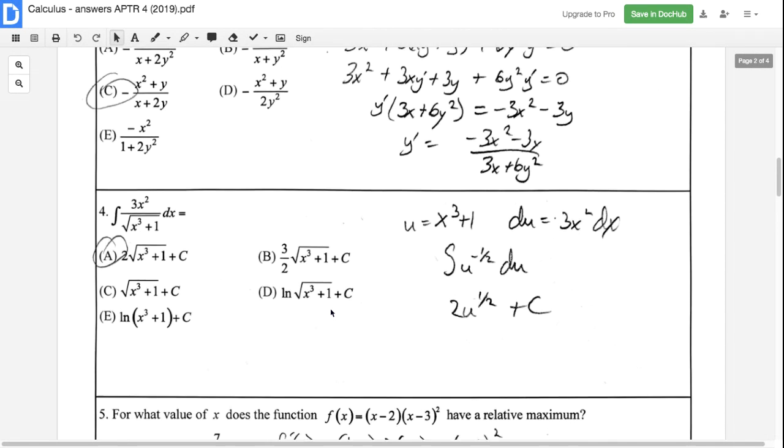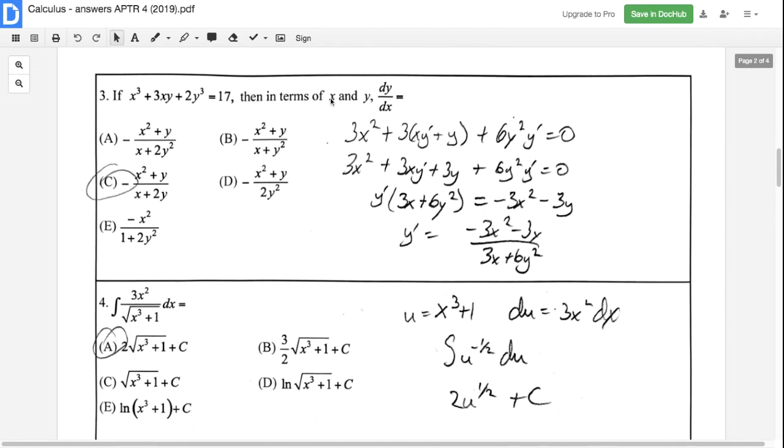Number 3 is just implicit differentiation. Derivative of x cubed is 3x squared. 3xy, I factored the 3 out, and then I did the product rule with x and y. So first derivative of the second plus the second derivative of the first. The first was x, so the derivative of x is 1, so that's why there's nothing there.